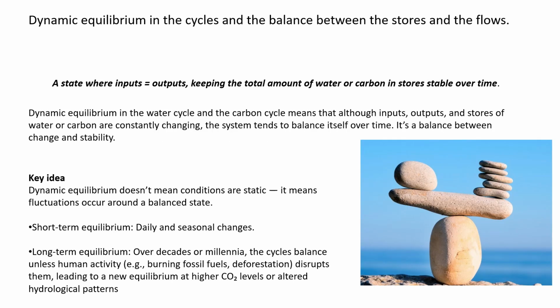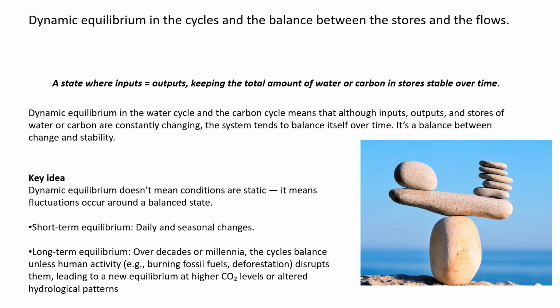So first of all, we need to think a little bit about dynamic equilibrium in the cycles. Dynamic equilibrium is where you've got your inputs and your outputs, and they may change, but they change together. So if you have an increase in your inputs, you have an increase in your outputs. Therefore, you have change, it is dynamic, change is happening, but your system is still in balance or in equilibrium.